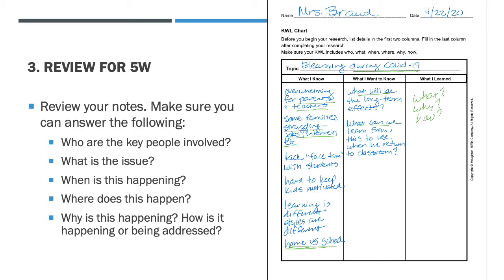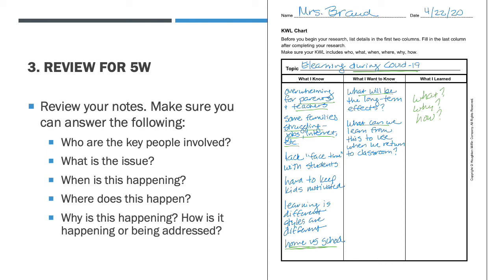Step three is to review for 5W because I want to make sure I have each of these areas addressed when I go to prepare my news. I'm going to review my notes and make sure I can answer the following. Who are the key people involved? I noted parents and teachers. What is the issue? There are lots. Long-term effects, the motivation, the differences between the classroom and learning online.